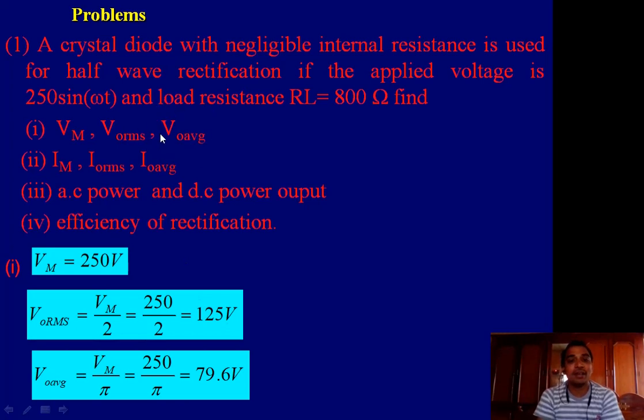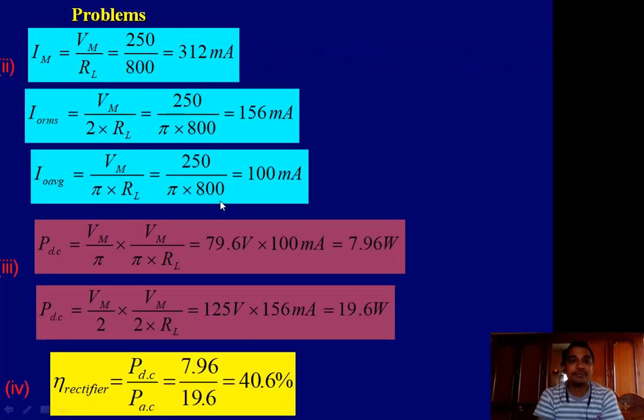What is V naught average? For half wave rectifier, it is Vm by pi, 0.636 into V maximum. So 250 by pi is 79.6 volts. This is the first bit. Second, I maximum, I naught RMS, I naught average. I maximum is V maximum by RL, simple Ohm's law, which we discussed while doing the derivation. 250 by 800 ohms.